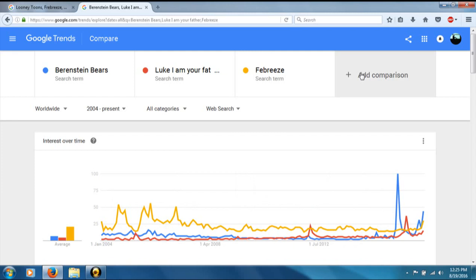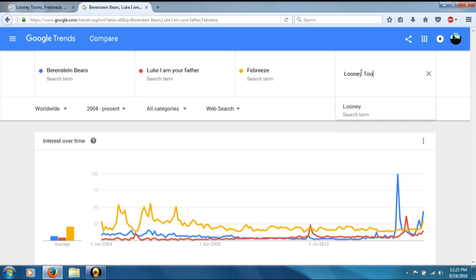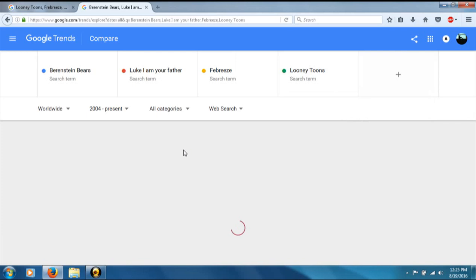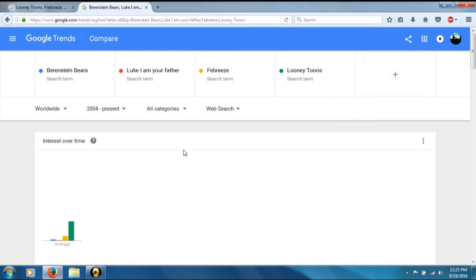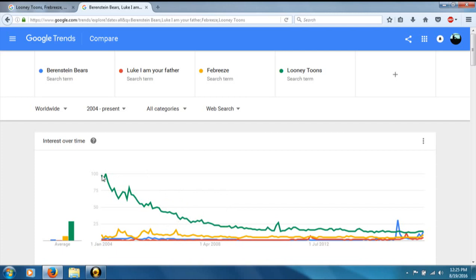Now this next one was actually a little more dramatic, Looney Tunes, as I remember it spelled. This one will be in green. Now, it starts off really high back here in 2004, and it just kind of gradually goes down, down, down, almost like that's how people remembered it and then they forgot it. I don't know. But I thought that one was a little bit interesting.